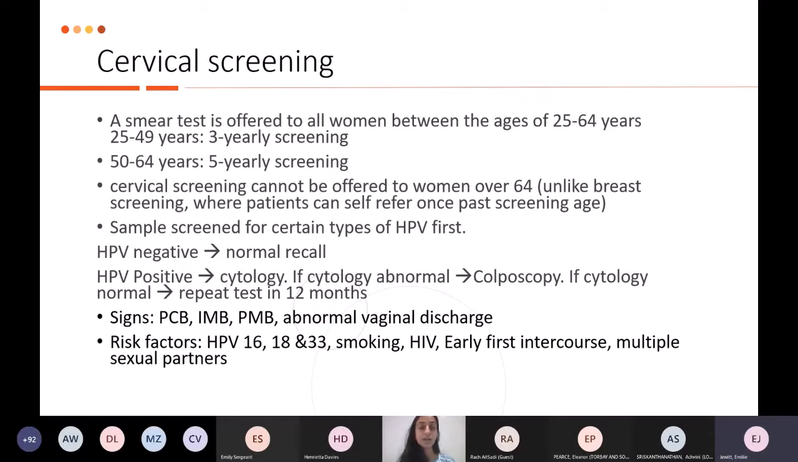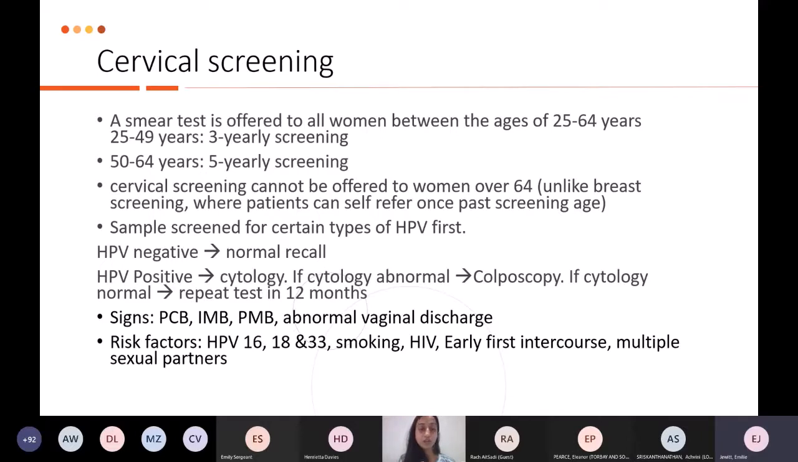So thinking a little bit about gynaecology before we wrap things up. Cervical screening is offered to all women in the UK who are aged 25 to 64. And it's actually moved to HPV first testing now, rather than what it used to be in the past. So they would look at the sample, and if it tests negative for HPV, women will go back into normal recall. So you're 3 years or you're 5 years, depending on how old you are.